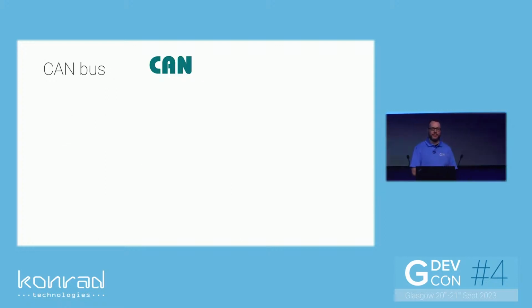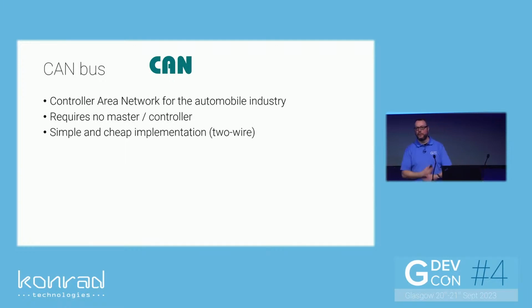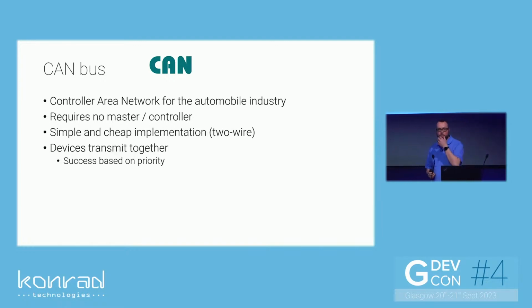CAN. Now, I haven't worked with CAN. CAN is automotive. This was invented in the 80s, implemented in the 90s by the auto industry. It's a controller area network. It doesn't require a master or a controller. My understanding is you just take a whole bunch of devices and link them up, and they will just start chattering. It's really simple and cheap. It's what the automotive industry wants. They don't want network cables running around their cars. They just want a couple of wires if they can manage that.